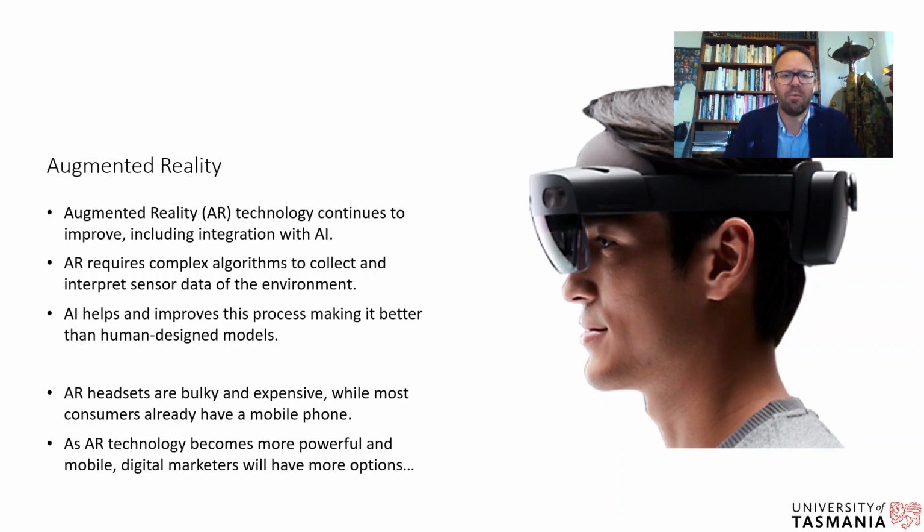Now, AR requires complex algorithms to calculate and interpret sensor data in the environment, and artificial intelligence actually helps with that. It improves the processing and makes it better than human-designed models. So when you're programming these augmented reality applications on mobile phones or even with headsets, it takes a lot of work. They've got a lot of data coming in. You've got to categorize it, insert it into typologies, and make sense of it. So it's a lot of work, right? AI is really making that so much better.